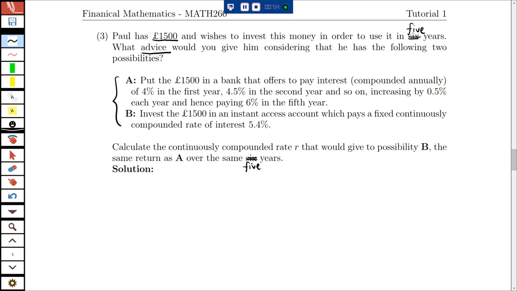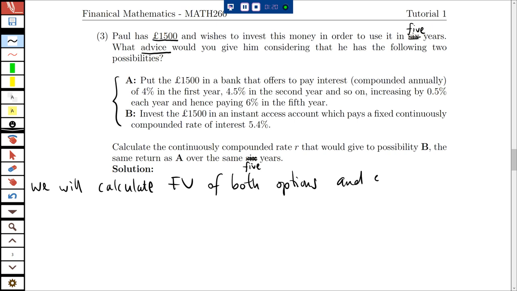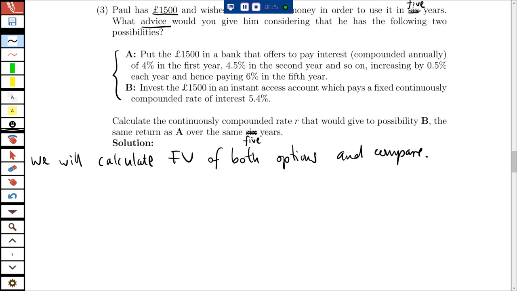Okay, so that's the essence of the problem. We need to compare the two options in the future. We want to see how much they're worth after 5 years. So this problem is solved by calculating the future value of both options A and B, and comparing. We want to know which one is higher.